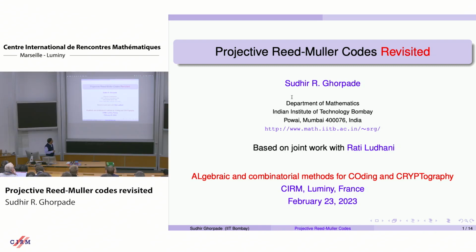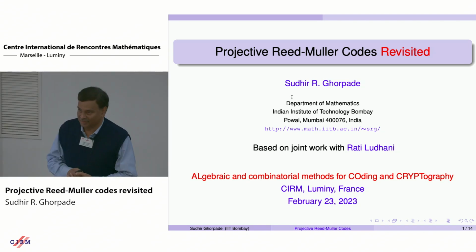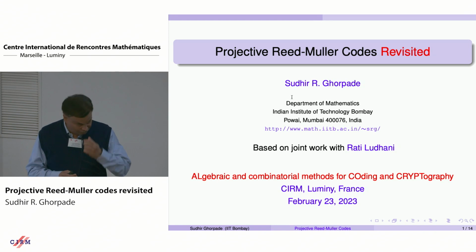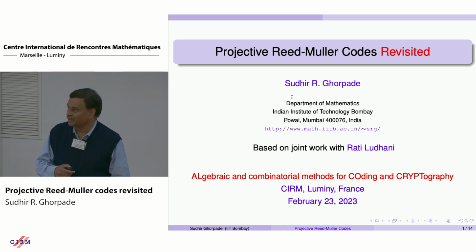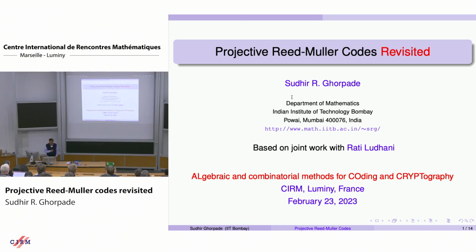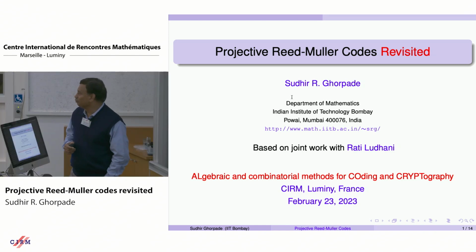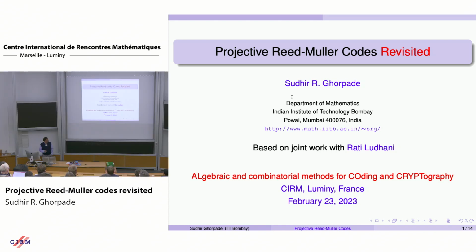In fact, I'm going to talk about a variant called the projective Reed Muller codes, which is not very new. It was actually introduced about 35 years ago, and many people have looked at it. So it's something that we decided to revisit recently, and I will tell you why that is a relevant thing to do. This is also joint work with my current PhD student, Rati Ludhani.